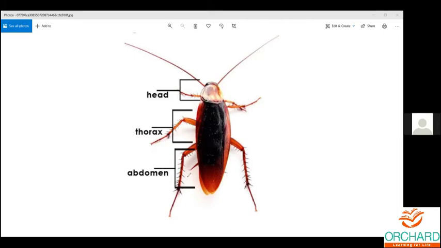Okay, so three, and also they have three pairs of legs. That is 6 legs in total. So three pairs of legs. One pair, the other one is two, second pair, and the third one. Three pairs of legs are present, and this is used for walking and running.